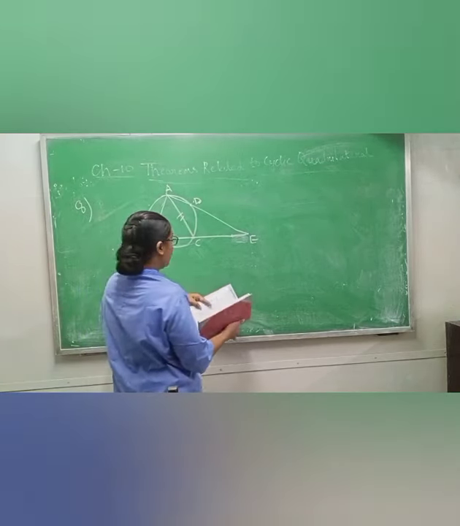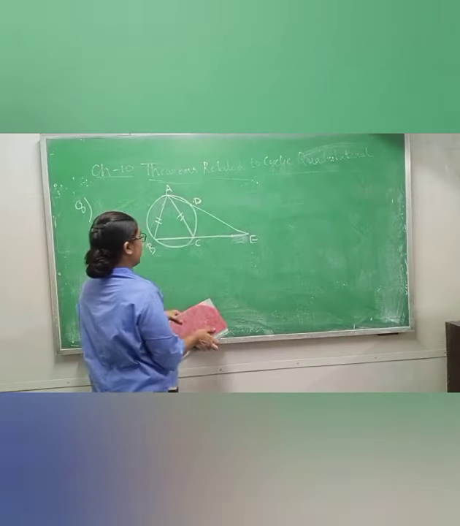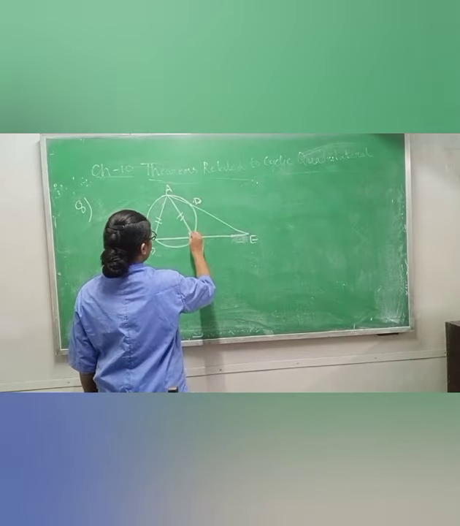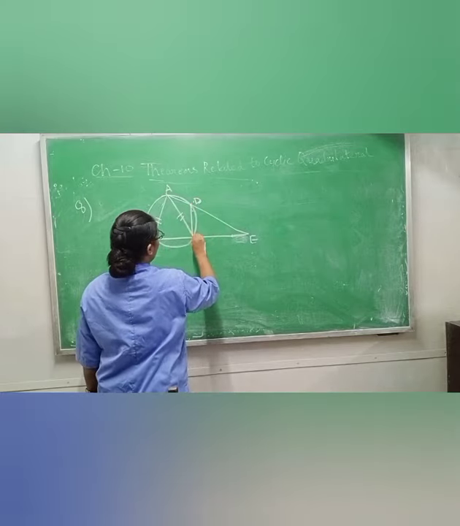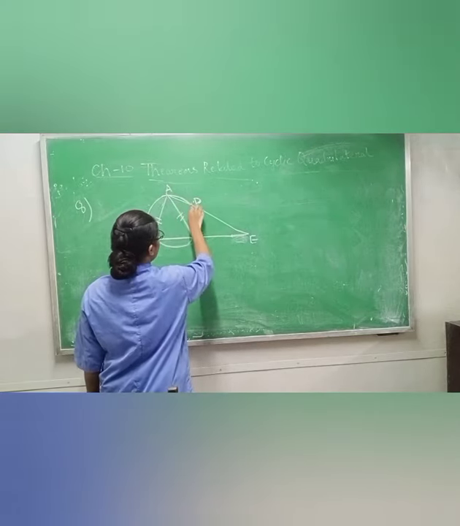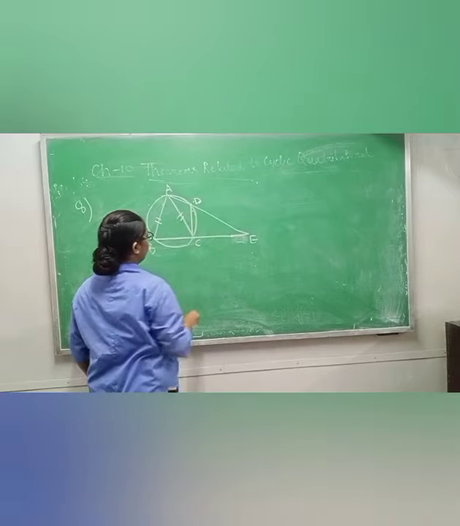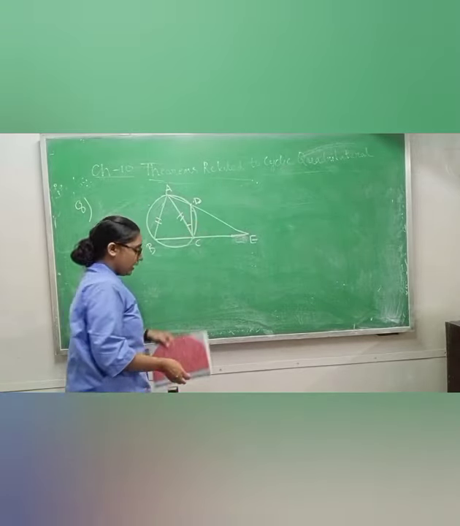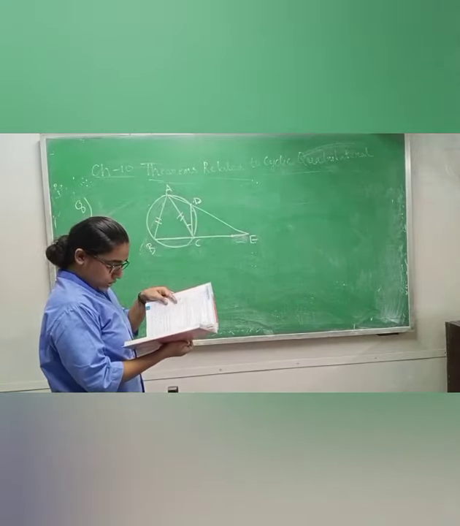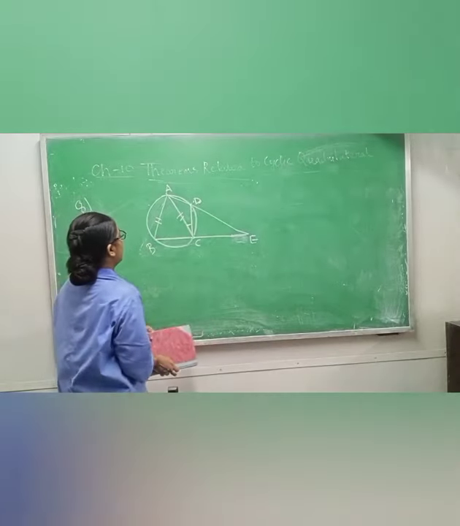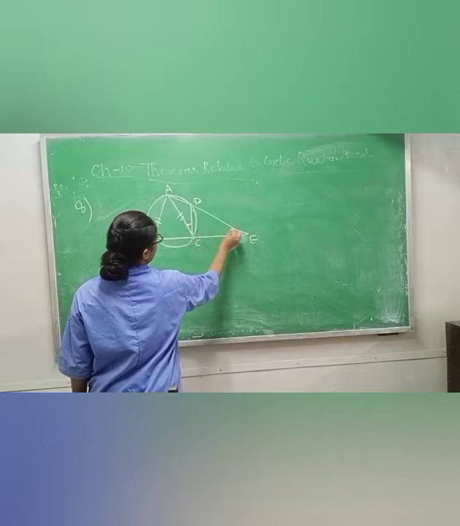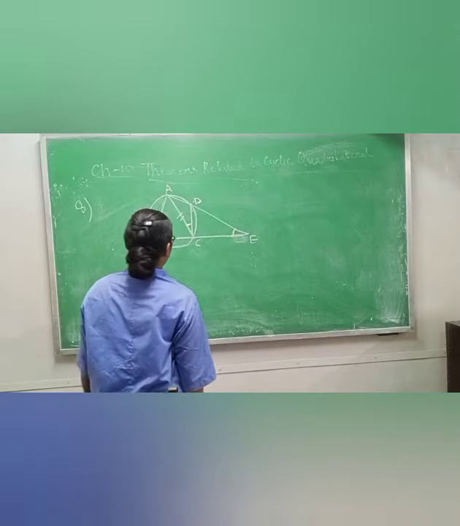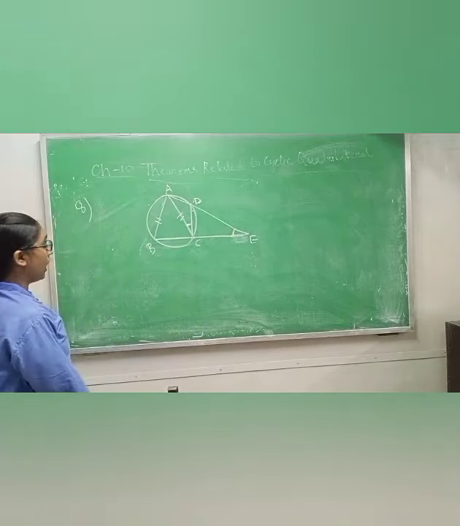Let us prove that. What we have to prove? ACD means we have to join this one also, because they are saying ACD. We have to prove that angle ACD is equal to angle AEC. AEC means this angle is equal to this angle. Now how will we prove?